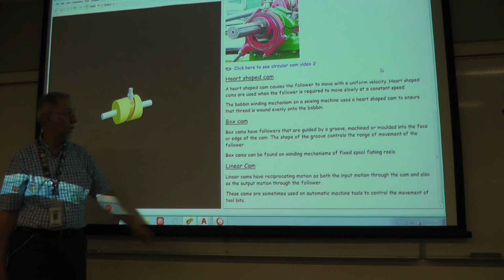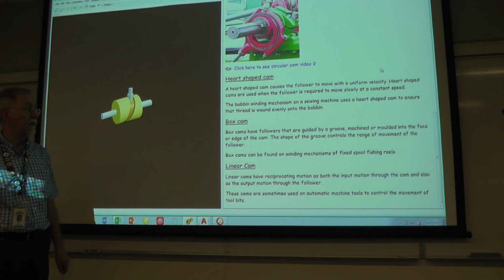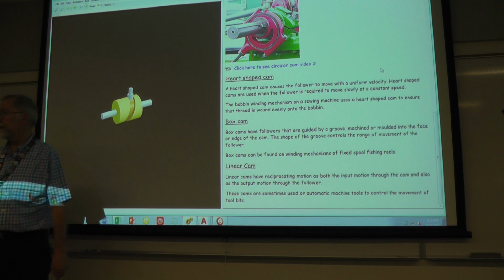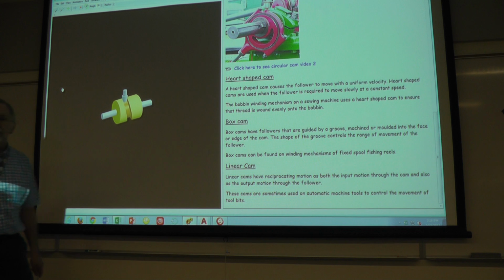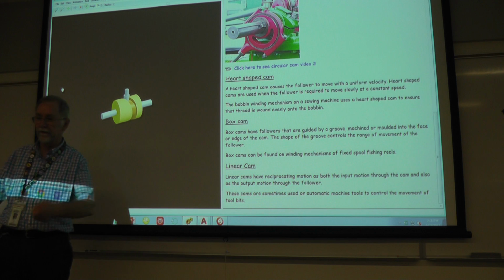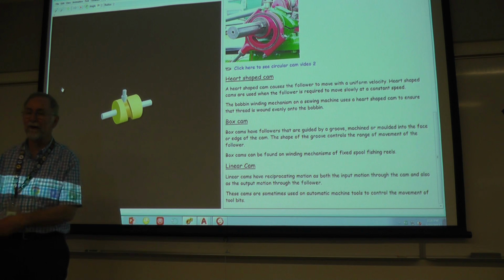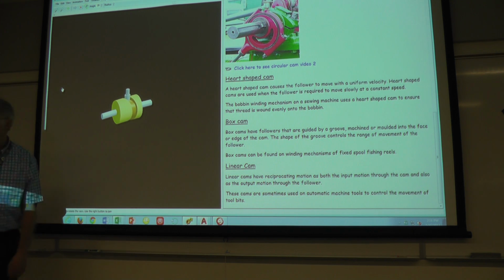Box cams have followers that are guided by a groove, machined or molded into the face or edge of the cam. The shape of the groove controls the range of movement of the follower. Box cams can be found on winding mechanisms of fixed spool fishing reels. Or the hose winders maybe. Might have a box cam in it, although the ones I've ever had, I've been the reel, making sure the hose goes back and forth. So I guess that made me a box cam, I don't know.